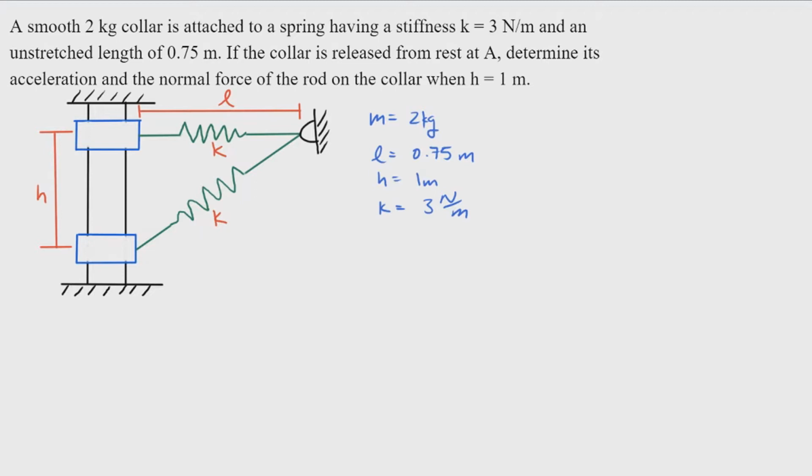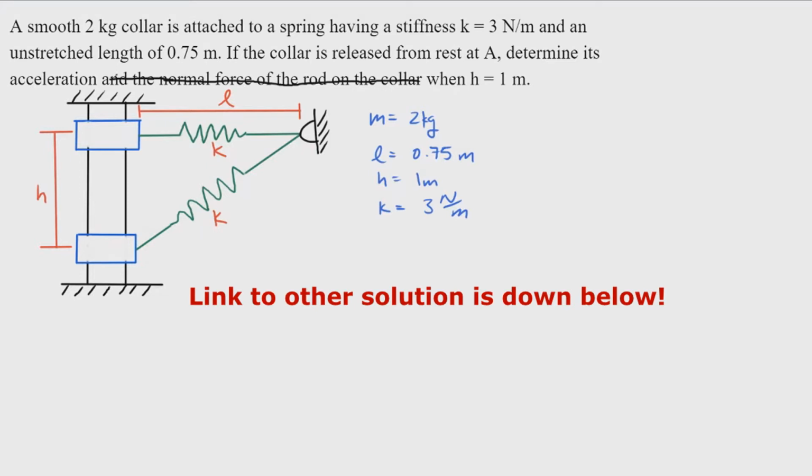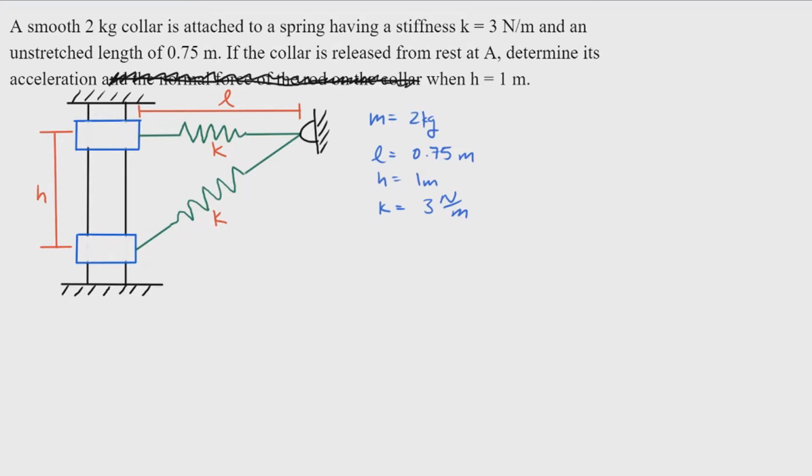If the collar is released from rest at A, determine its acceleration. We're going to ignore this part of the problem because it is pretty straightforward, and then we're going to find the acceleration when h is 1. If you want to see this portion of the problem, be sure to see the previous video of solving this problem. If you want to find the normal force, it's pretty straightforward. Just sum the forces in the x direction and you should be able to find it.